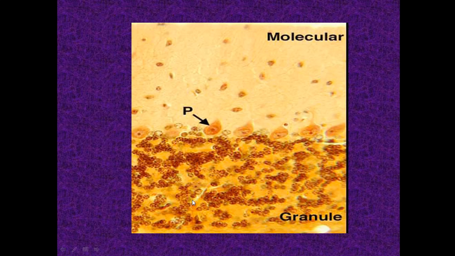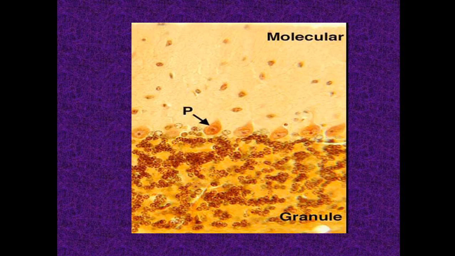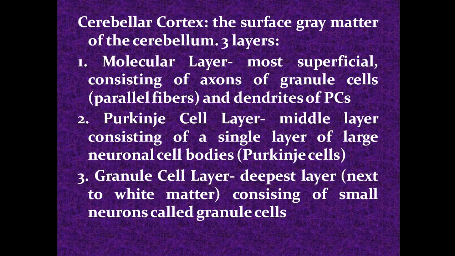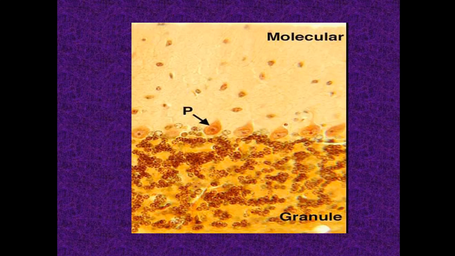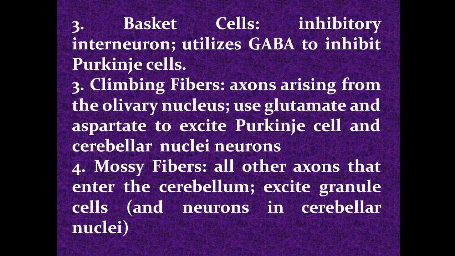And deeper, these are the granule cell layers, which contain granule cells. These granule cells are the deepest layer. Regarding function, Purkinje cells utilize GABA, so they have an inhibitory role to the cerebellar nuclei, while the granule cells, intrinsic cells of the cerebellar cortex, use glutamate as an excitatory neurotransmitter that excites the Purkinje cells via axonal fibers called parallel fibers.